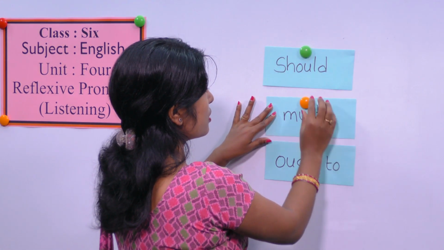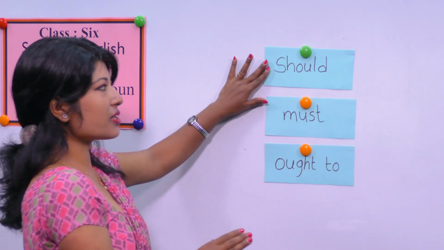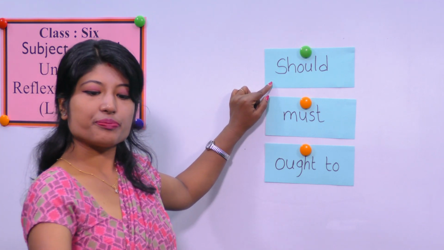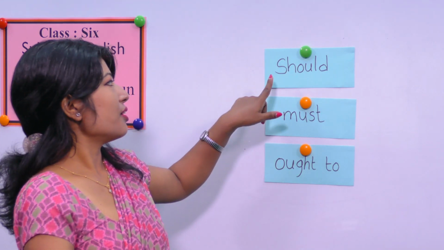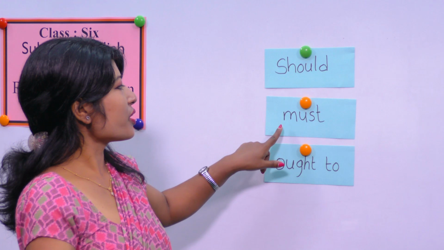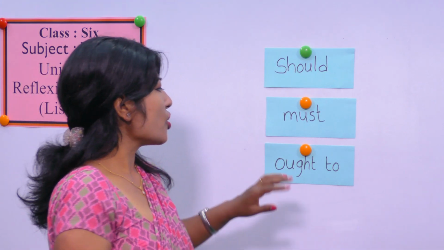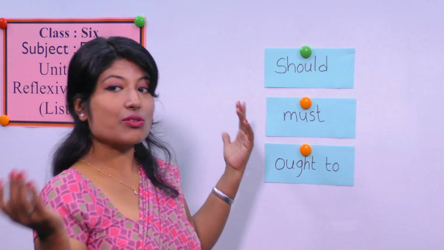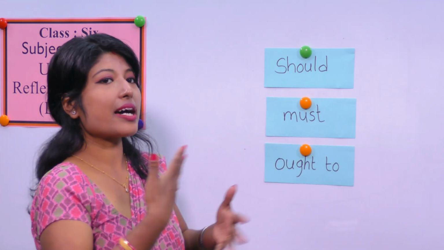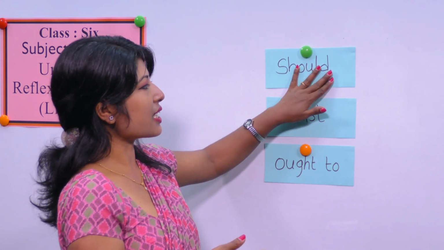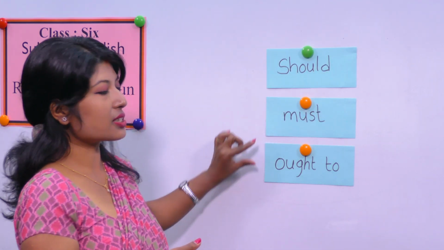Okay, so should means something we should do. We should eat a balanced diet. We must clean our hands time and again. We ought to drink clean water. Like this, something we have to do. So this means kind of a rule or something we have to do. We use should, must, and ought to.